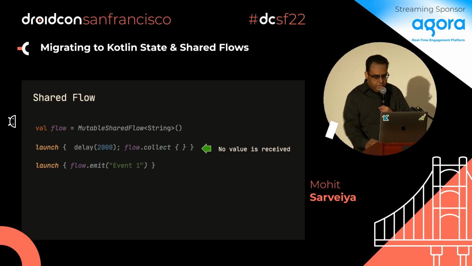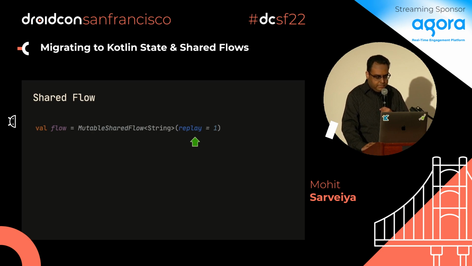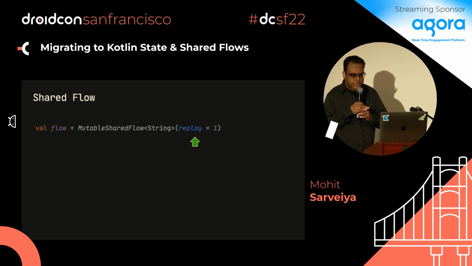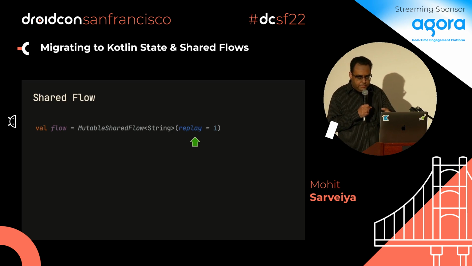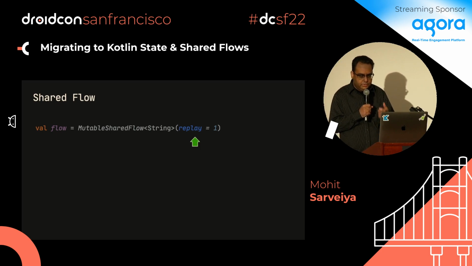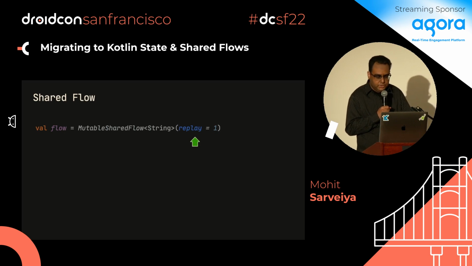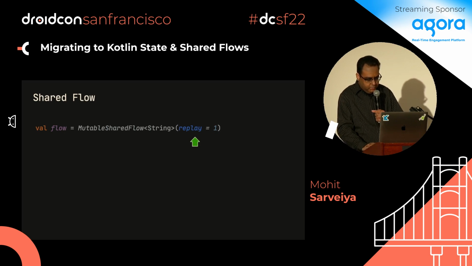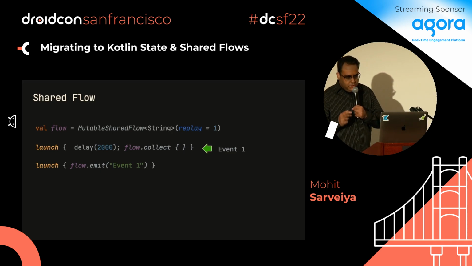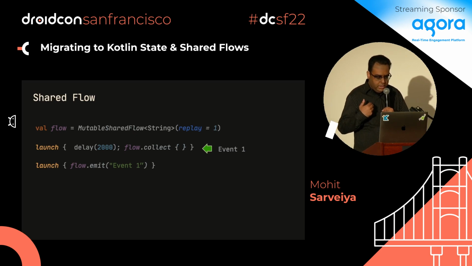So one of the features that you could tap into, as I was saying, is the ability to replay, to specify a replay count. Whenever a new subscriber comes in, I want to set up a replay. The replay is 0 by default. You could set it to 1, 2, or 3, and it's going to internally cache at least that amount of items that you're emitting to it. So in this case, with a replay of 1, you'll actually get something in the collect. So it's a very simple example of pushing things to a shared flow and receiving things from it.